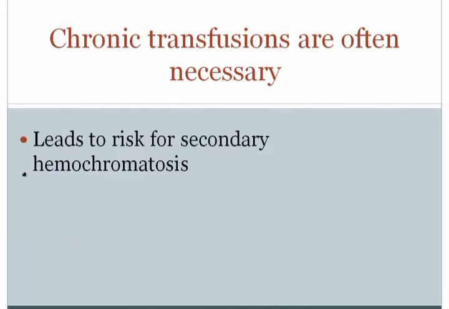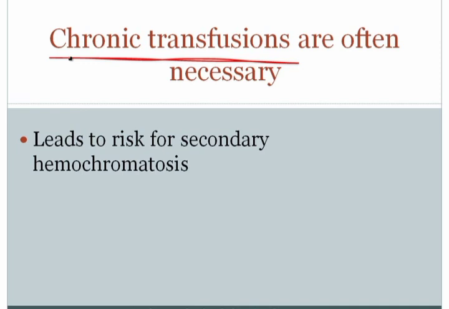It's not uncommon for these patients to be dependent on transfusions, and so chronic transfusions are often necessary. Now, this will lead to a risk for secondary hemochromatosis, and what do we mean by that? Well, basically, remember that every time you're giving a bag of blood, you're actually giving a bag of iron because those red blood cells are going to be broken down, and that iron is now going to be present within the body. Remember that the body really has no way of getting rid of iron, so every bag of blood is basically a bag of iron.